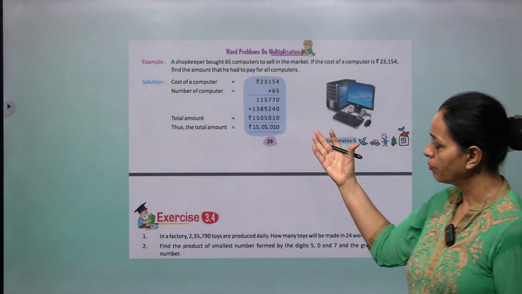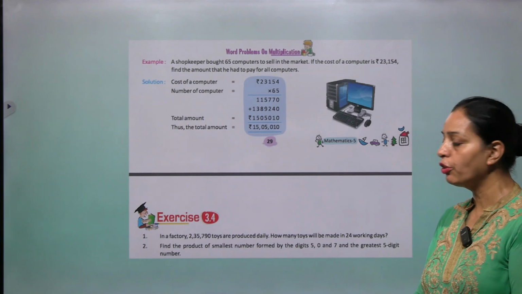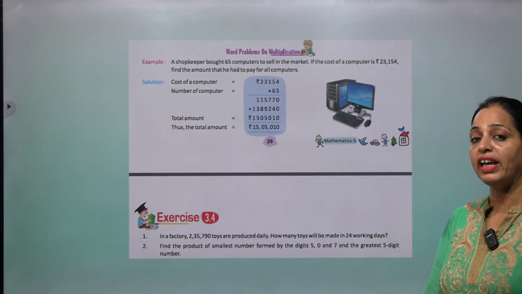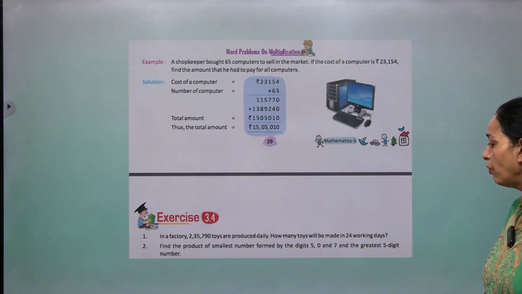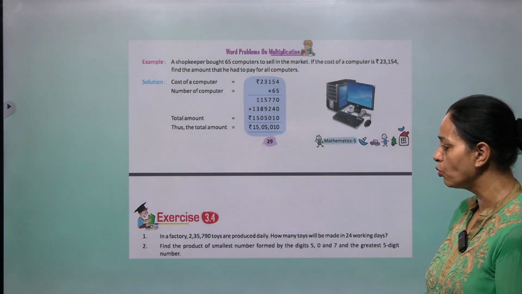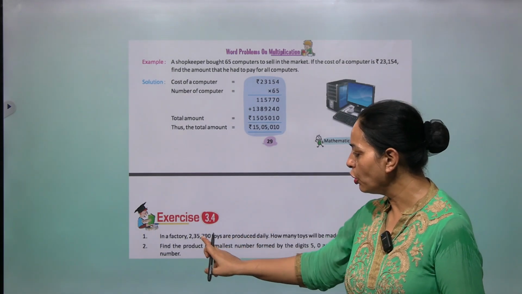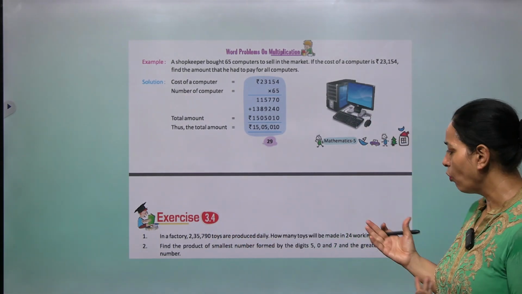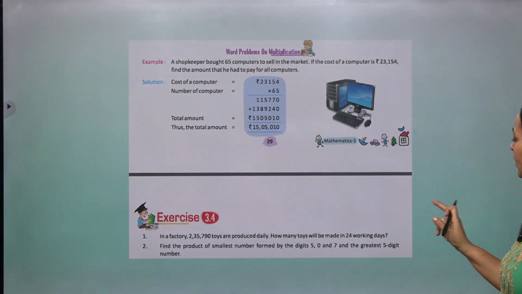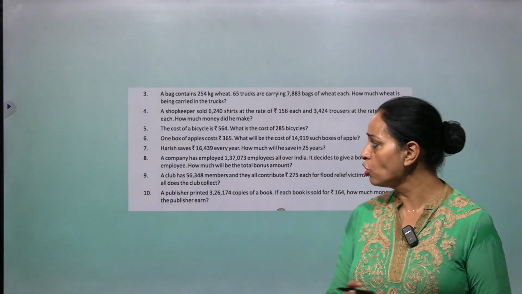Some word problems over here. Like question number 1. In a factory, 2,35,790 toys are produced daily. So how many toys will be made in 24 working days? So what will you do? We multiply. For 1 day, number of toys produced, this one. For 24 days, this multiply by 24. So like this, we have some questions over here. You can try these questions.